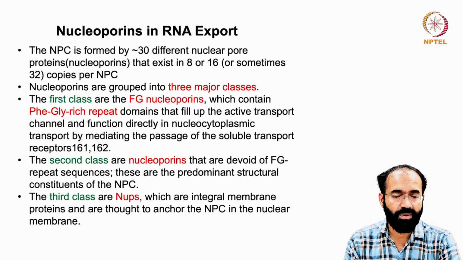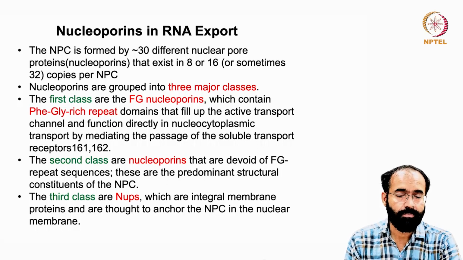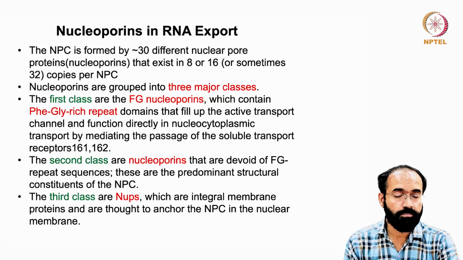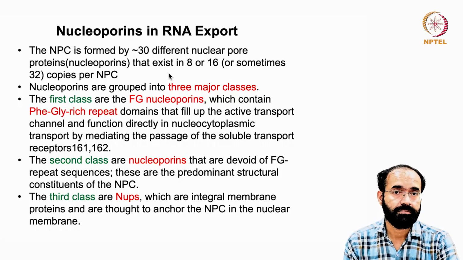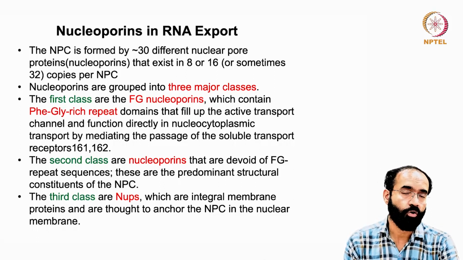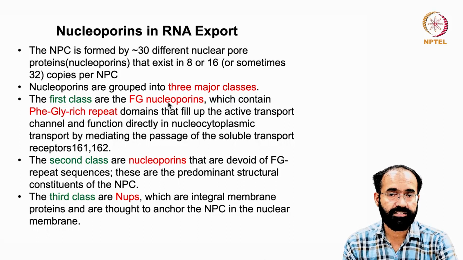The nuclear pore complex, NPC, is formed by approximately 30 different nuclear pore proteins, which we call nucleoporins, that exist in 8 or 16 or sometimes even 32 copies per nuclear pore complex. Note the point that they are in pairs. There will not be 9 or 17. So they are 8, 16 and 32, and they occupy the diagonals quite effectively.